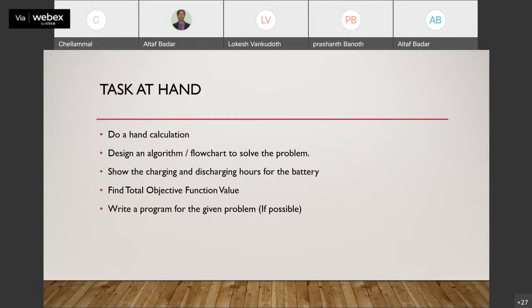So now we'll be going into these things. What I want you to do is any one of them at least. Either you do a hand calculation, design an algorithm or flowchart to solve the problem, show the charging and discharging hours for the battery, and find total objective function value, and write a program for the given problem if possible. Right? So now tell me what are you going to do first?